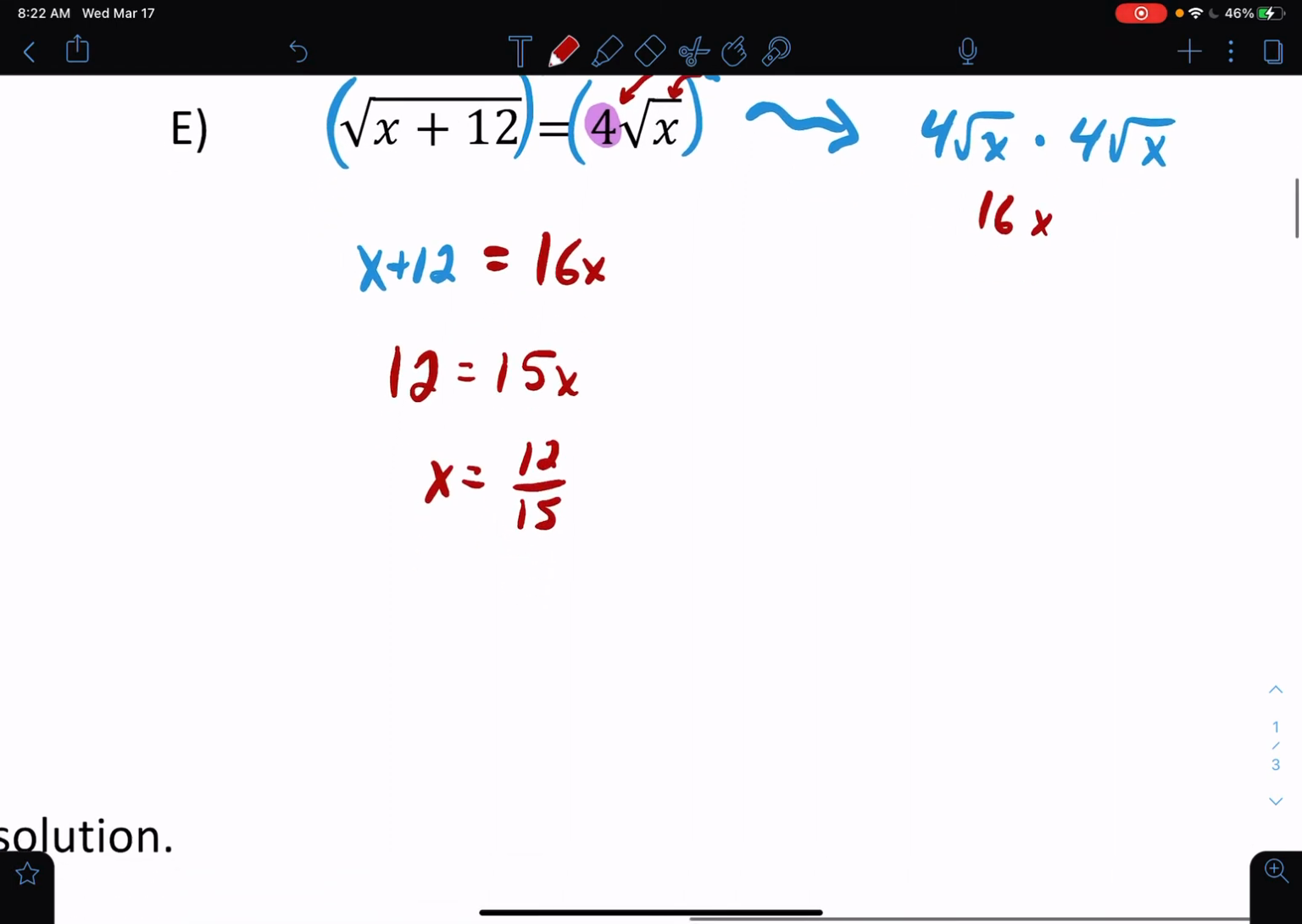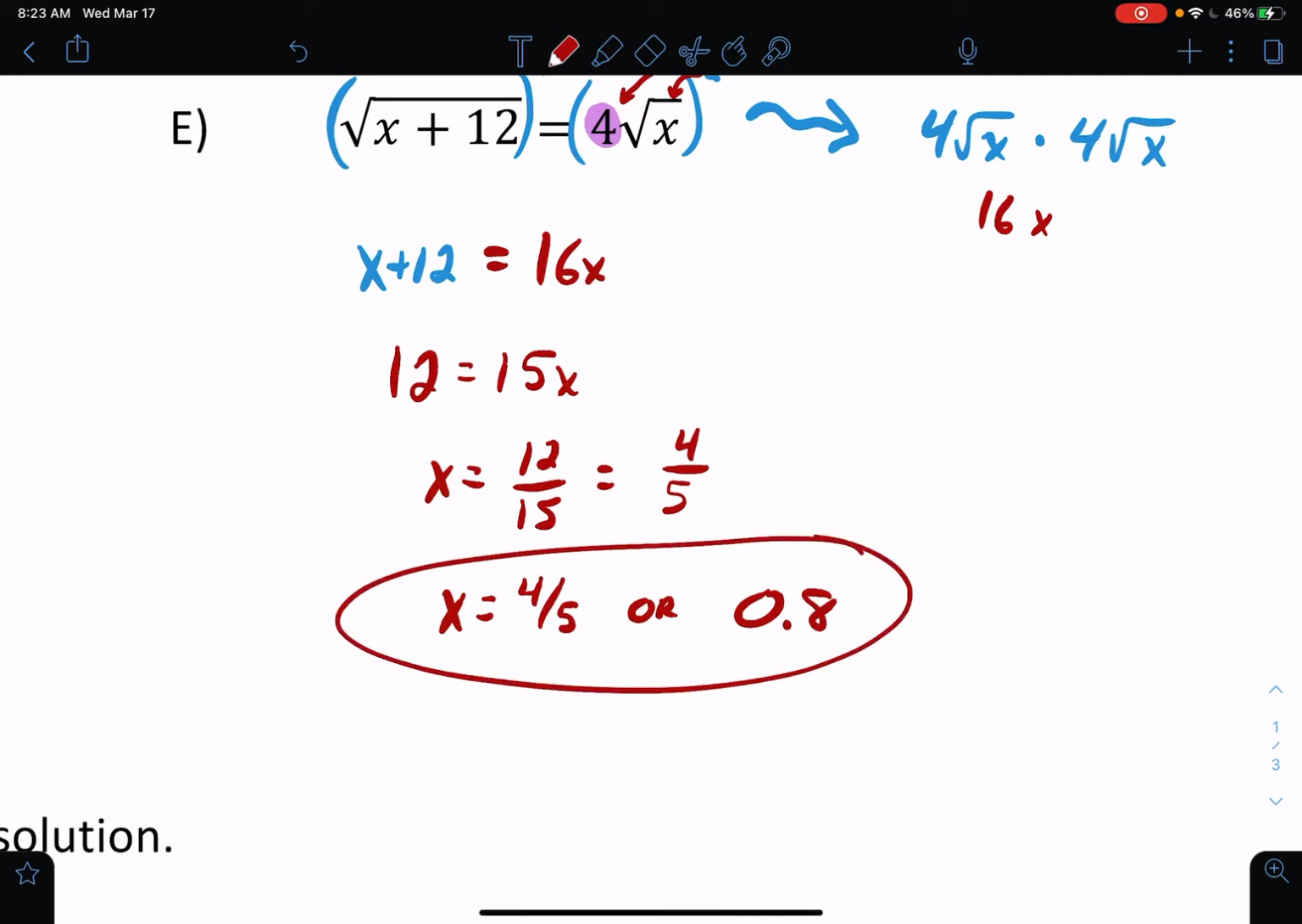So x equals 12 over 15. I can simplify this fraction. I can divide a 3 out of each of them, and I'll get 4/5. So x equals 4/5, or if you want the decimal answer, that's going to be 0.8.